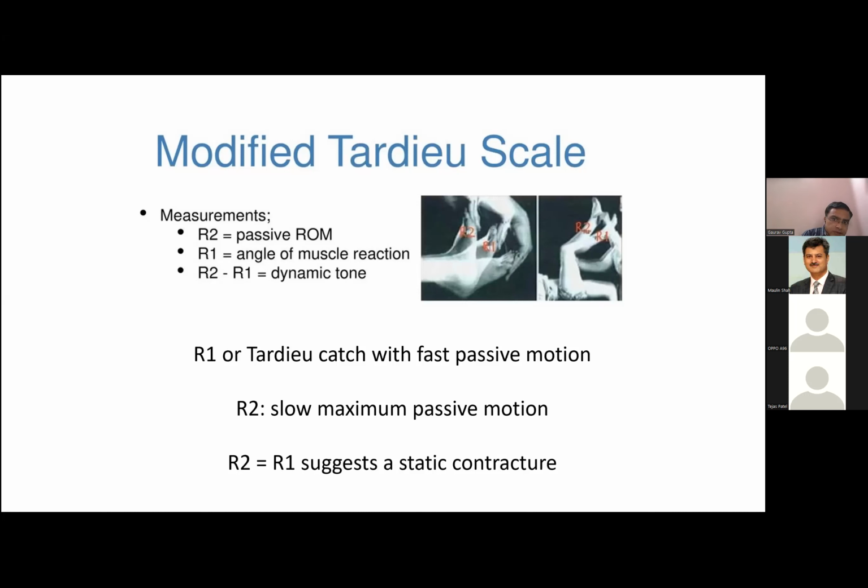Now, if there is a difference in R1 and R2, that tells us that this has got a dynamic spasticity. And here, as sir said, we can use measures like physiotherapy and Botox. But if R1 and R2 are almost equal and there is no difference, that tells that the muscle is short with a static contracture, and we have to do some kind of a release for this muscle. So any questions on this, or we can move ahead?